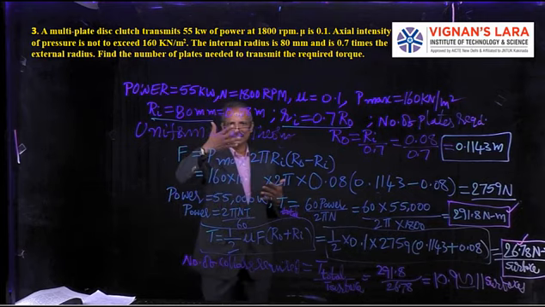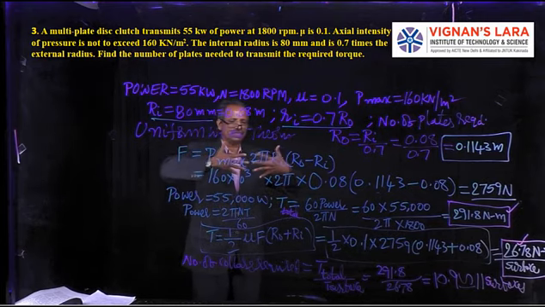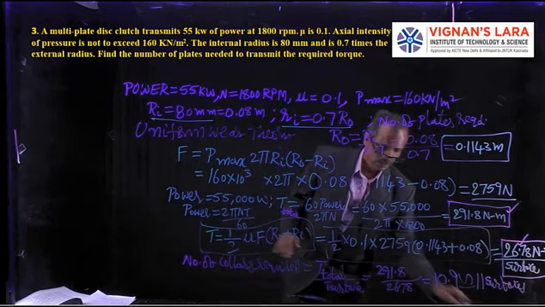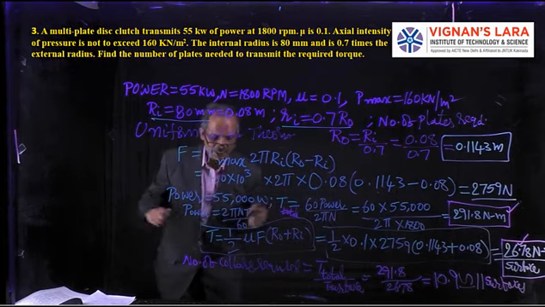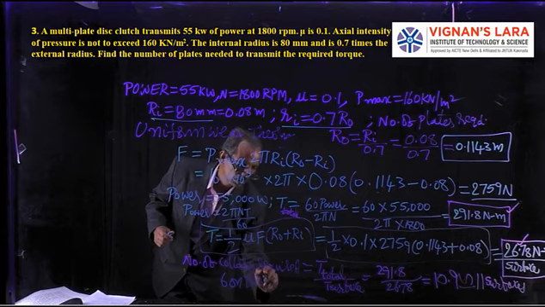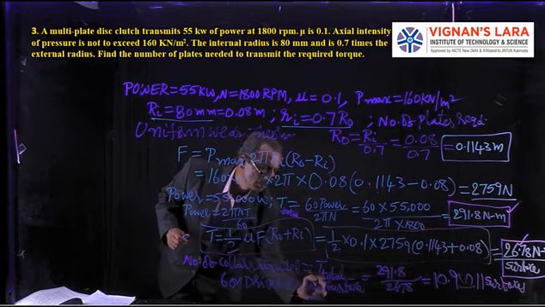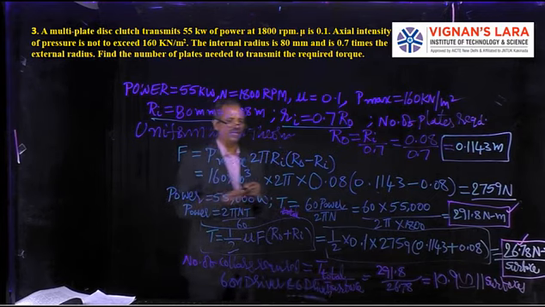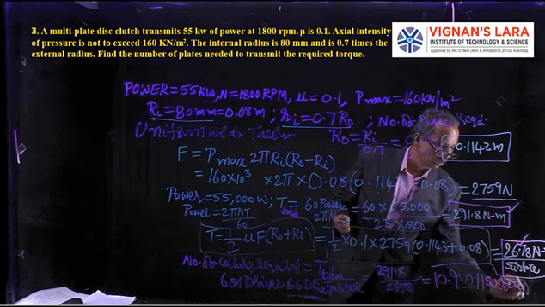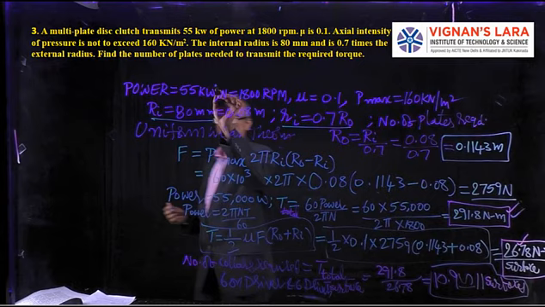I don't have 6 fingers to show you. Imagine there are 6 fingers here and 6 fingers here, matching like this. So there will be 6 on the driver and 6 on the driven surface. If they are active, then you get the power transmitted that is required, this 55 kilowatts.